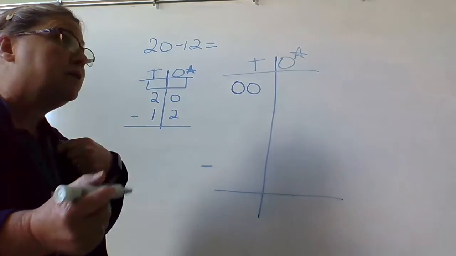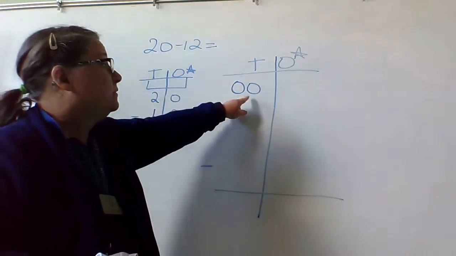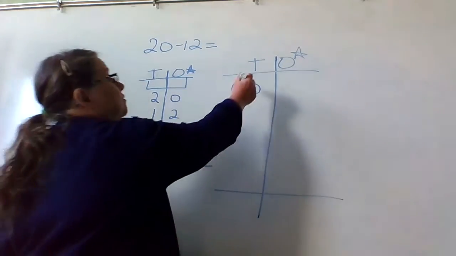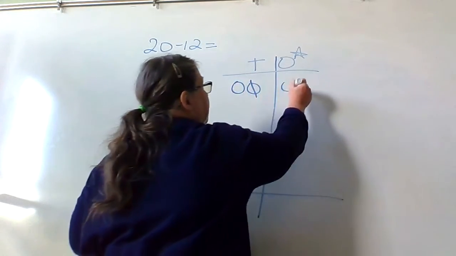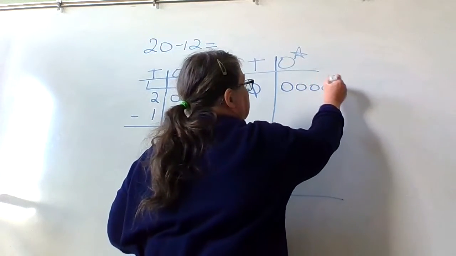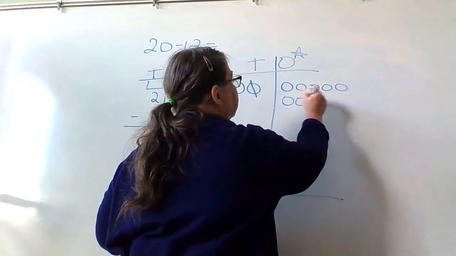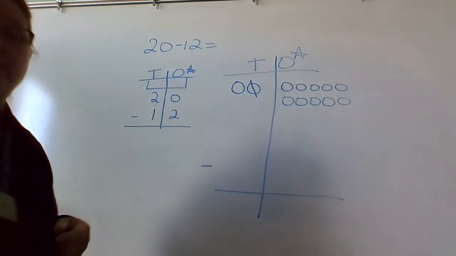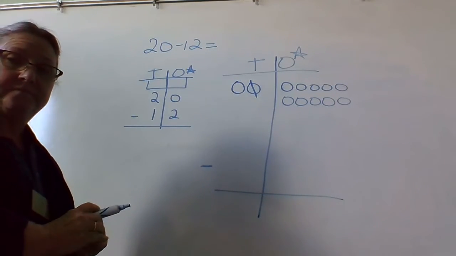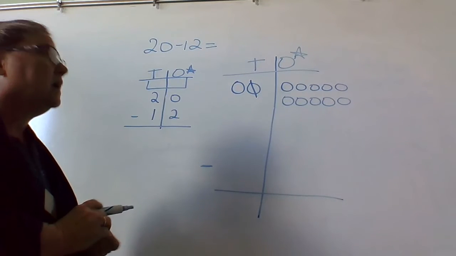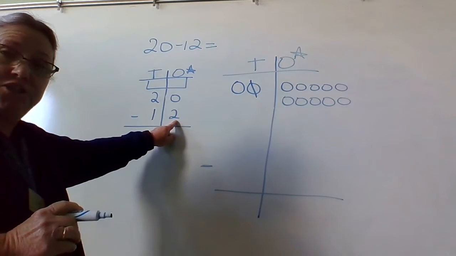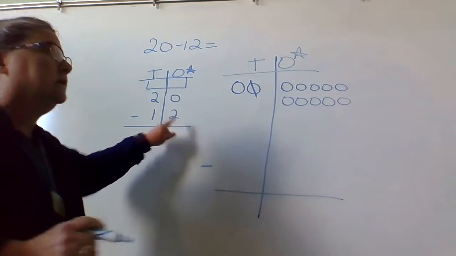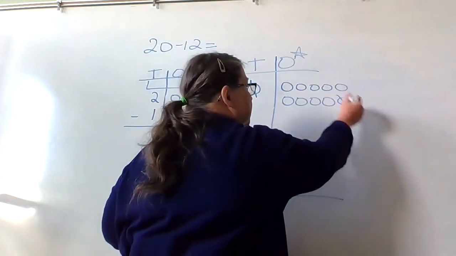But I know and you know that 1 ten has 10 ones. So let's cross off a ten and let's make our 10 ones. 5, 6, 7, 8, 9, and 10. Now I'm going to subtract 2. I have 2 ones in my 12. So I'm going to cross off 2. 1, 2.